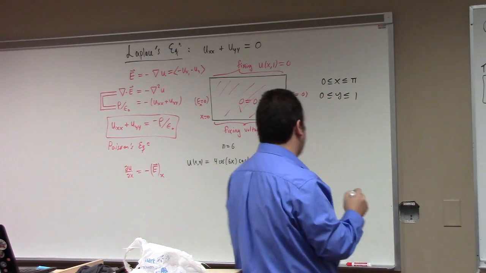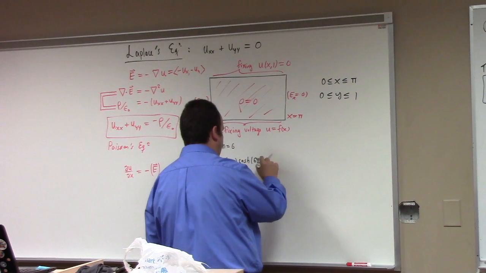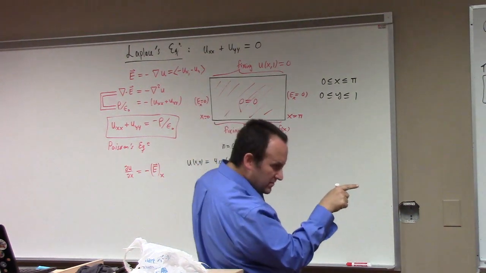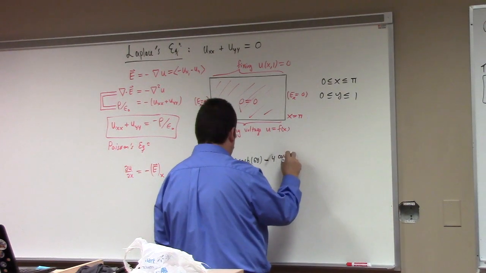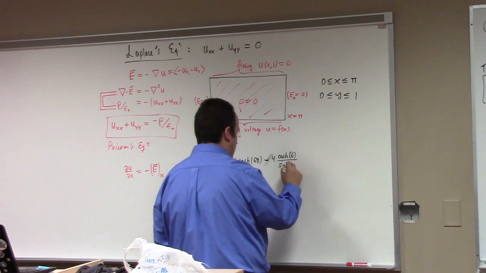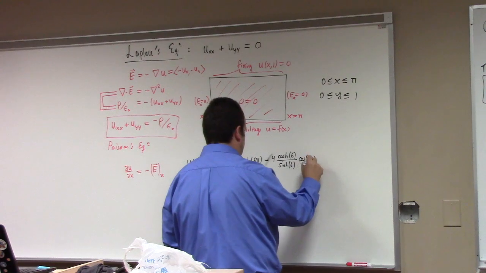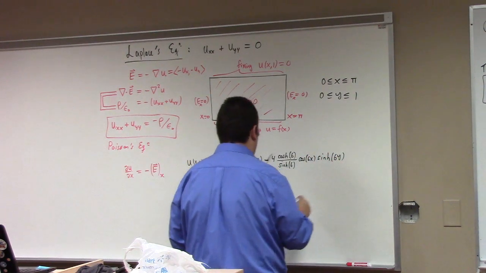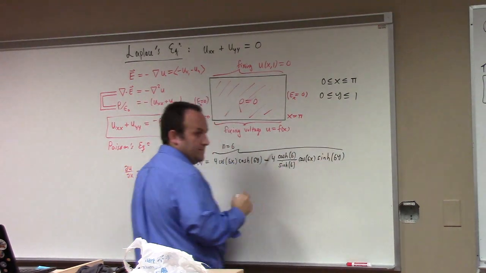And then what's my b6? Minus 4, right? And how's it go? Minus 4 cosh 6 divided by sinh 6 times the cosine of 6x times the sinh of 6y. Right? This is all the n equals 6 term.